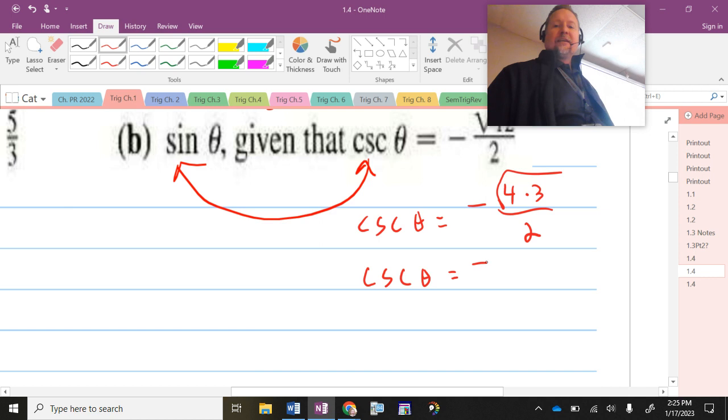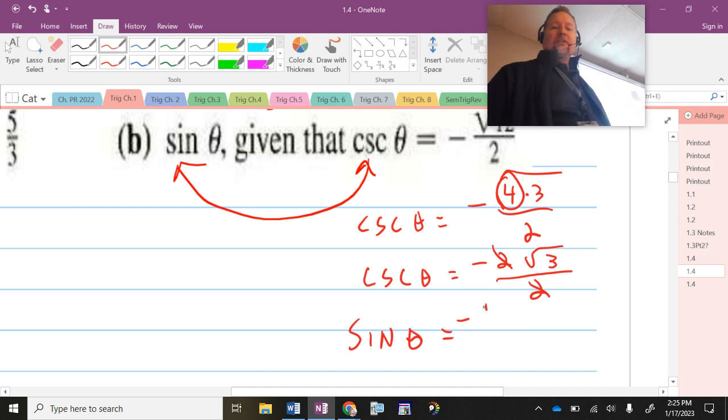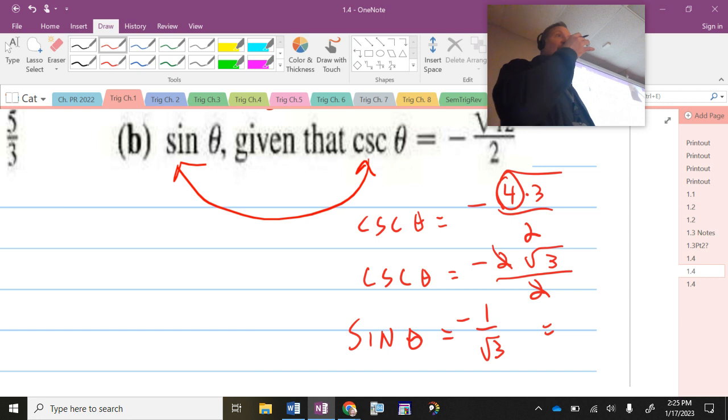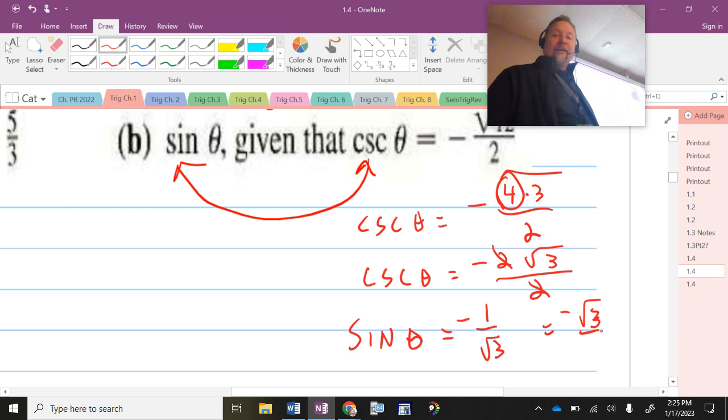I'm doing this because this one's annoying. Square root of 4 is 2, and then these cancel. And now what's the sine of theta? The flip of negative root 3, which is negative 1 over root 3, which equals, anyone, real fast? Negative, this is terrible, root 3 over 3. Oh, boy. Okay, so let's go ahead and just multiply top and bottom until they get that figured out.